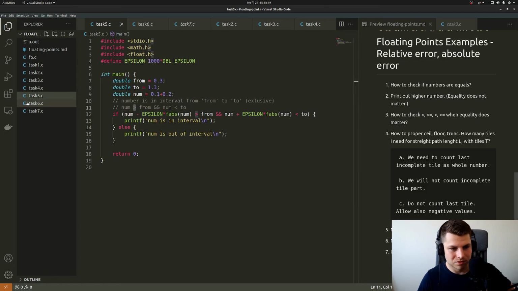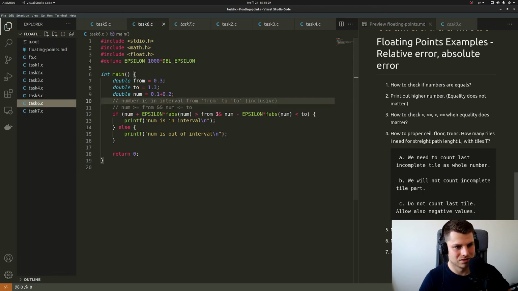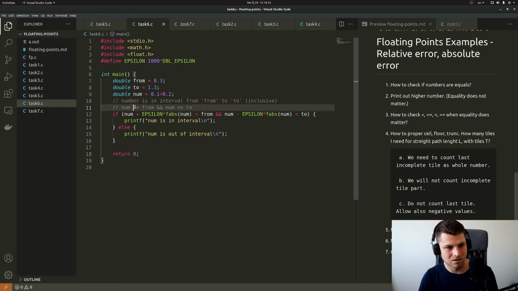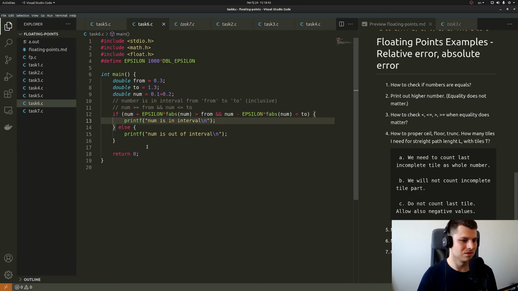It would change when it's an inclusive interval. You can just see the animation of how it changes. So here's inclusive, here's greater or equal, here's smaller or equal, and we are changing these signs. Okay, so this was the recapitulation, and now let's end the video.